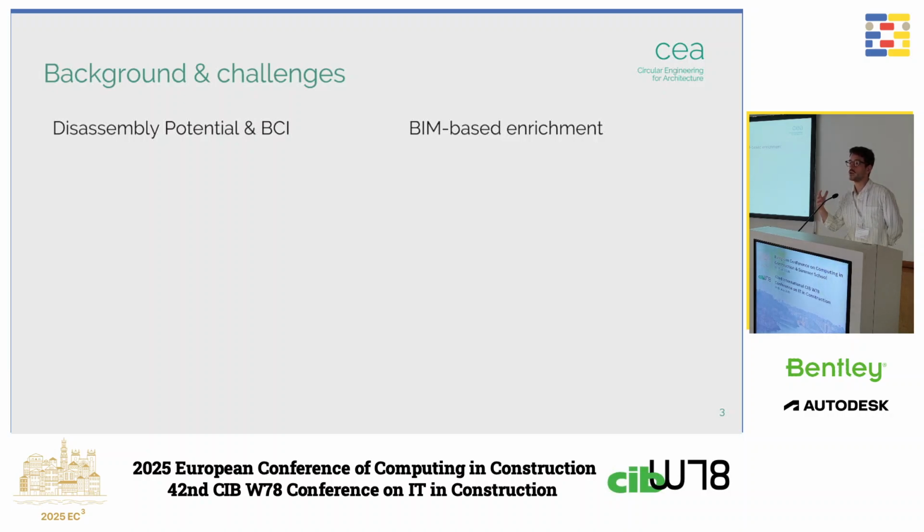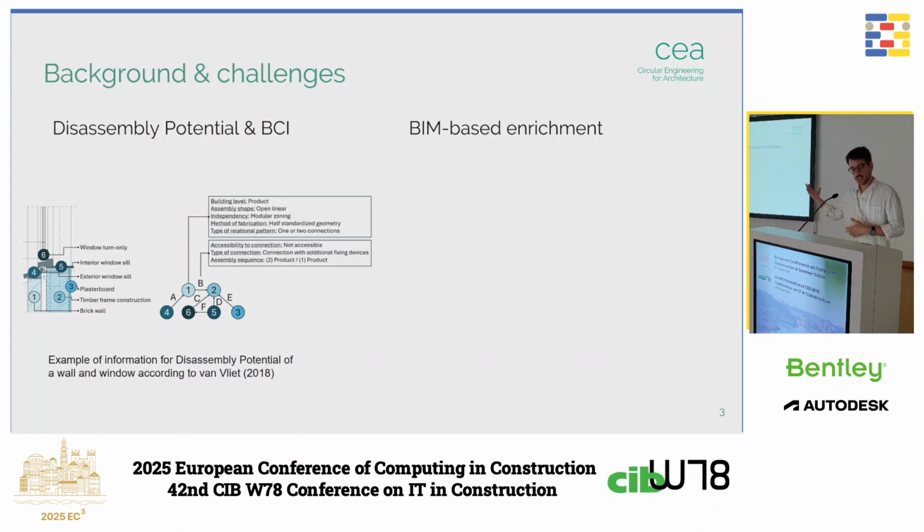So we heard about circularity indicators, building circularity indicators. I'm using the term disassembly potential because it's the term Domishevich used in her very early work when she defined how to calculate disassembly. In industry, it's often also called detachability. And Van Vliet, adapting from Domishevich, showed how this is actually calculated.